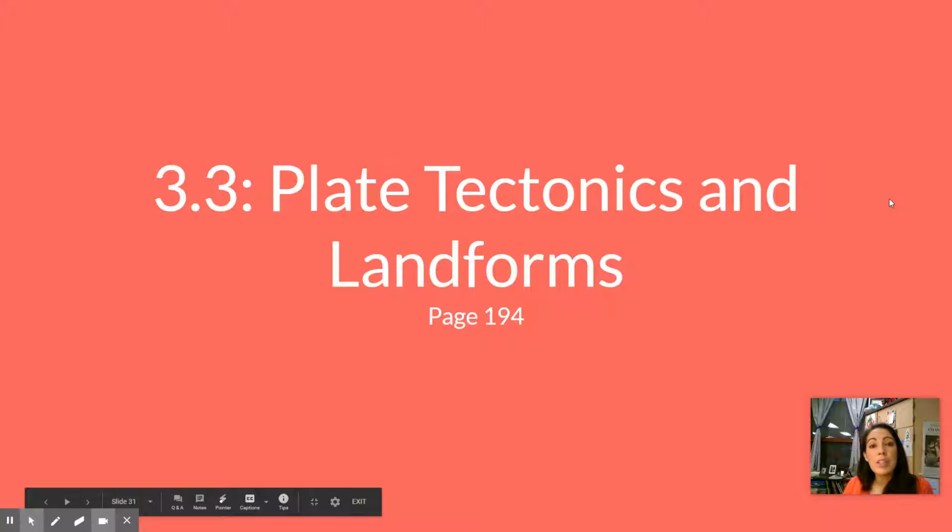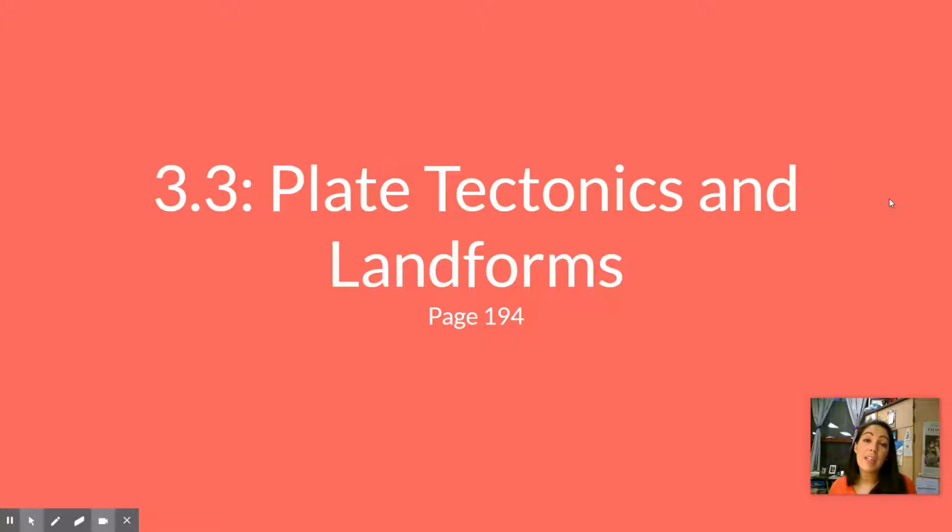Today we're going to do the notes for 3.3 about plate tectonics and the landforms that they create. So if you can think back to 3.1, we learned about what is plate tectonics, how did we get the theory that we have today? Remember that whole thing about Alfred Wegener with continental drift and then us realizing he wasn't so crazy.